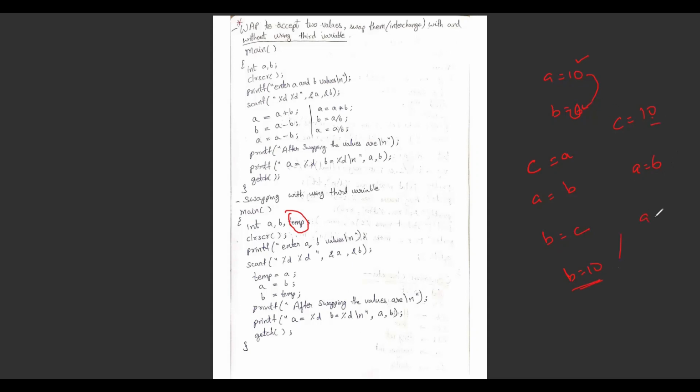Right? So do you check now? A value is 6 and B value became 10. Initially A value was 10, B value was 6. This is using your third variable. So these are the logic.